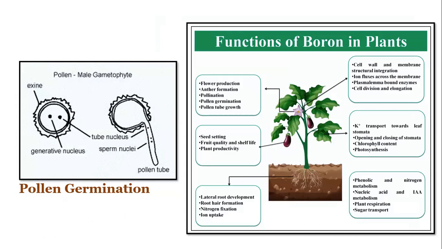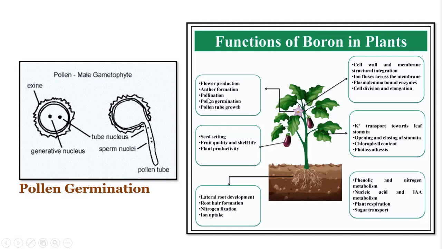So boron essentially affects the germination of pollen, and under boron deficient conditions, fruit, seed, and nut formation is affected. And boron basically helps in movement of sugar into growing parts of the plant, right? So you can see how boron is affecting pollination. These are the functions of boron.